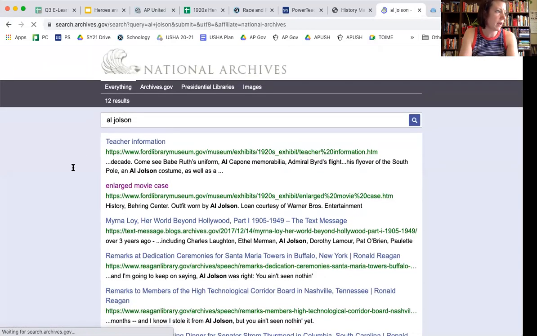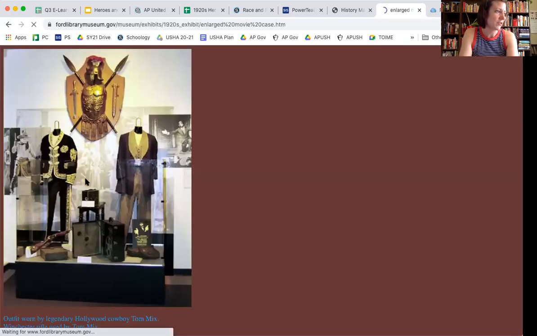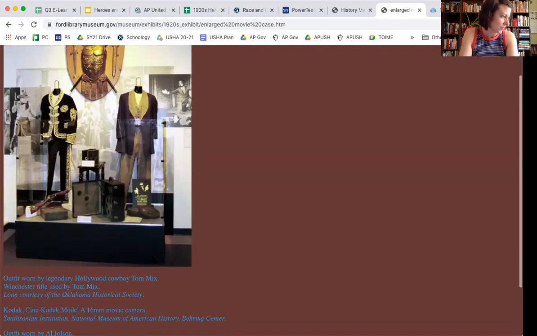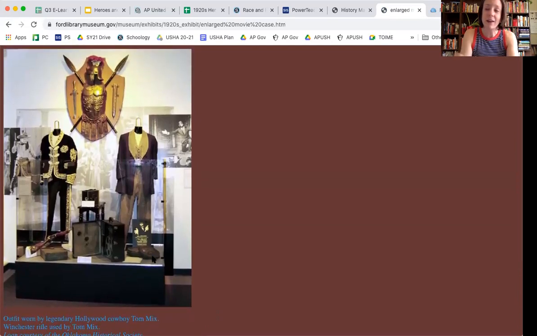And again, I'm going to get some teacher information, which sometimes is helpful, even if you're not a teacher. Information about, oh, this is kind of cool. This is an outfit worn by Al Jolson. So it's literally a costume from a film that he was in, which is kind of interesting. So that could count as a primary source, right? I don't know how I would use this particular primary source, but you can get creative with how you're using the resources that you find.